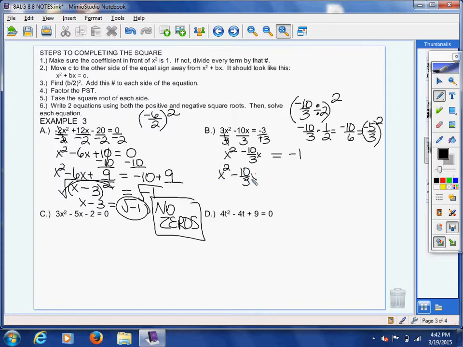So it looks really super complicated. Or no, we're not adding -5/3 squared. We're going to add 25/9. Sorry, I didn't square it for you. We're going to add 25/9 to each side.